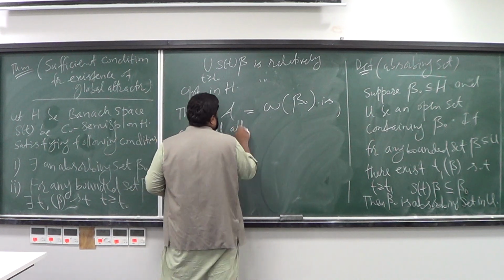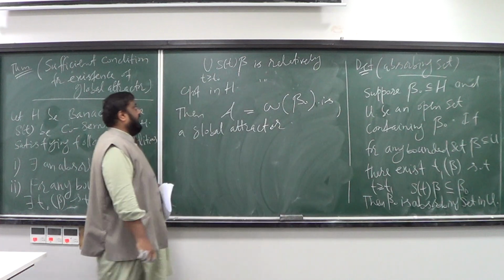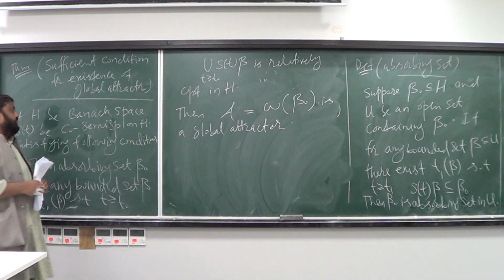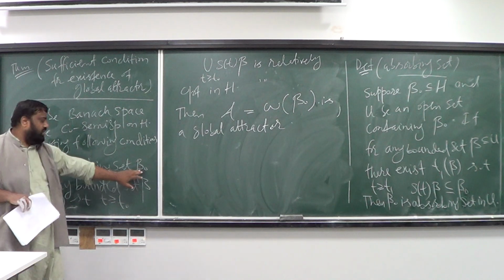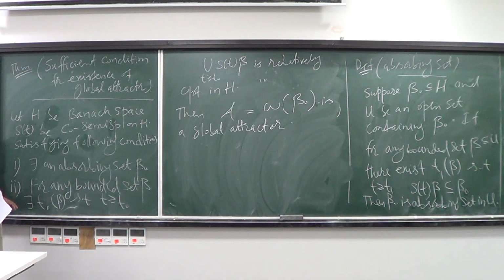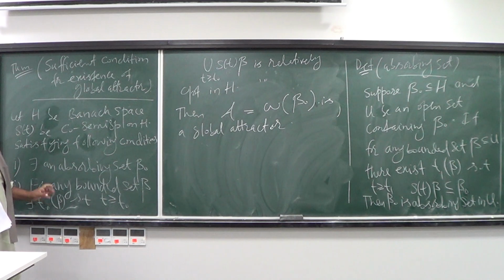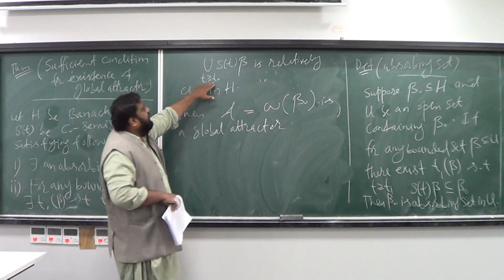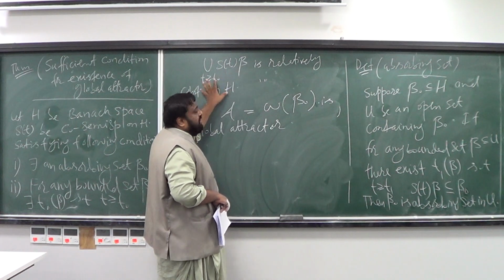Okay, is a global attractor actually. So let's quickly see. If you have a boundary space and a semigroup, and you have an absorbing set B naught, and this condition is true that for any bounded set B, you can always find an instant T naught such that after this instant, the union of the orbits is relatively compact in H.